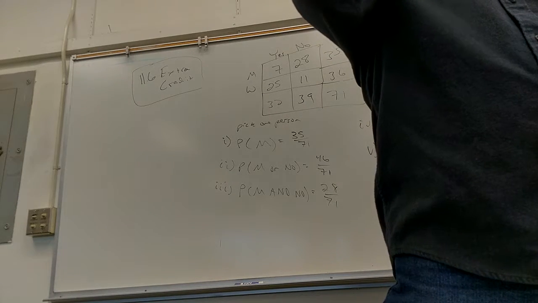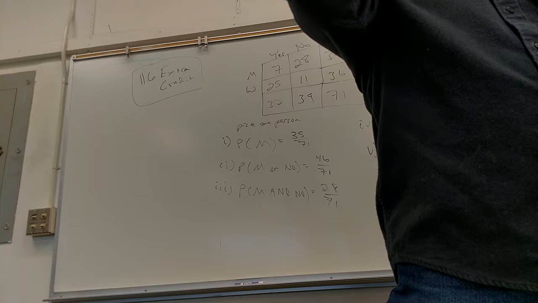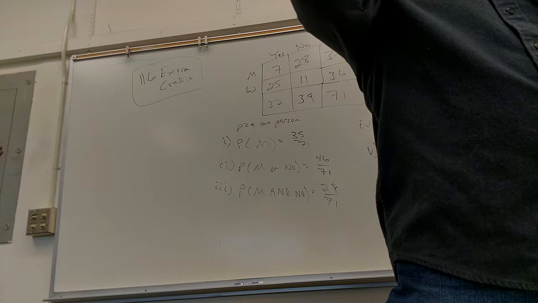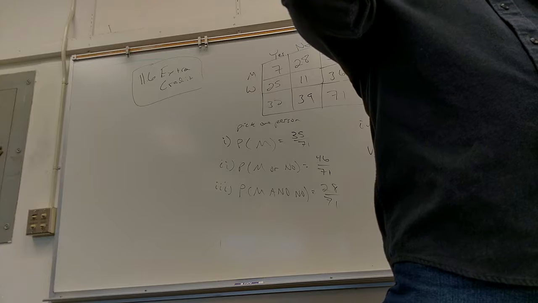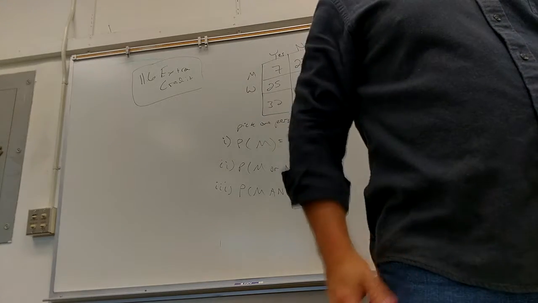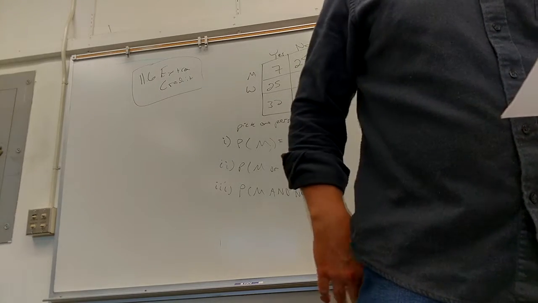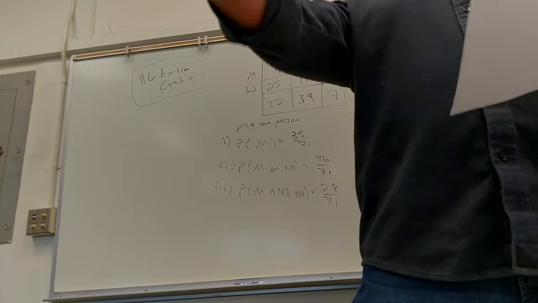Are you going to use T-scores or Z-scores for 5A? T-scores, why? Yeah, we don't know sigma. I only give you sample information. You have no clue about what the population is, right? Okay, so you've got to use T-scores. I like it.